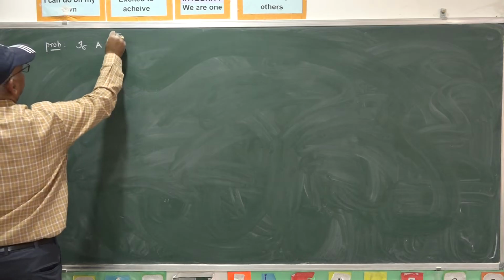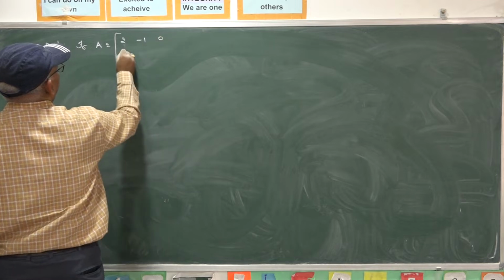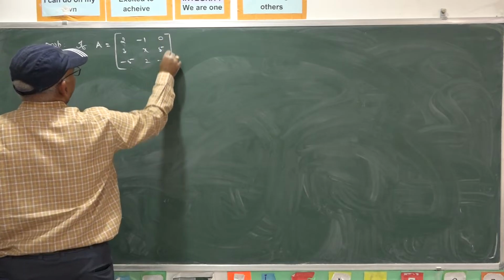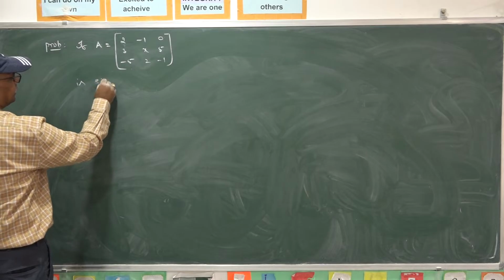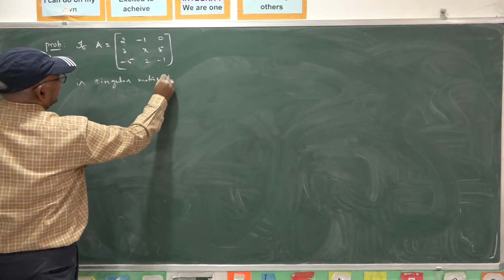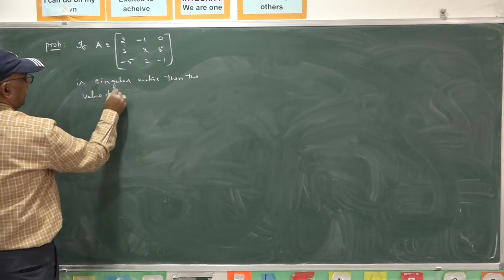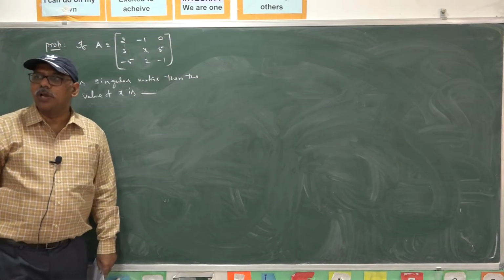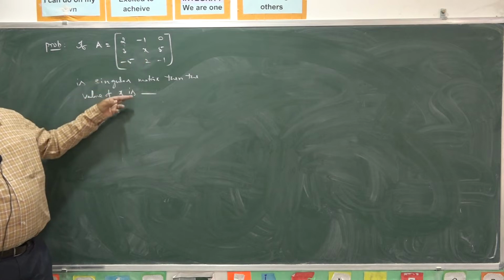If A is the matrix [2, -1, 0; 3, x, 5; -5, 2, -1] and it is a singular matrix, then the value of x is dash. The given 3 by 3 square matrix is singular, then you have to find the value of x.